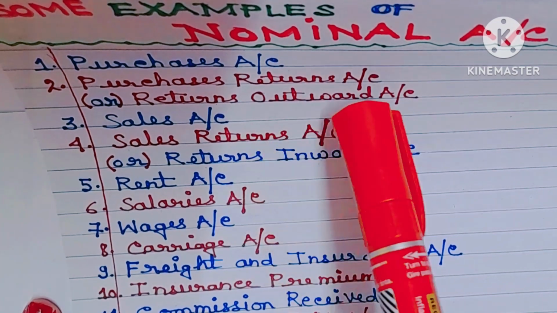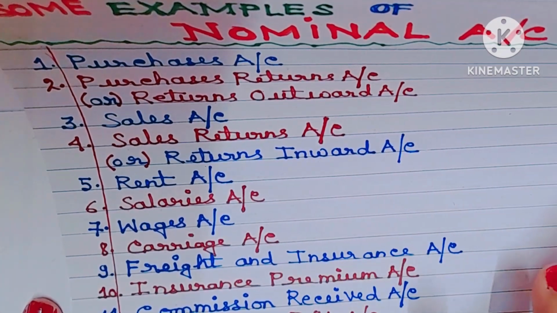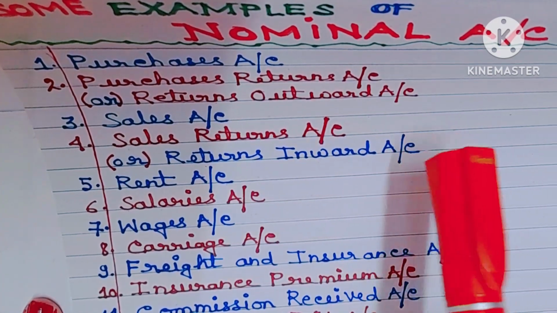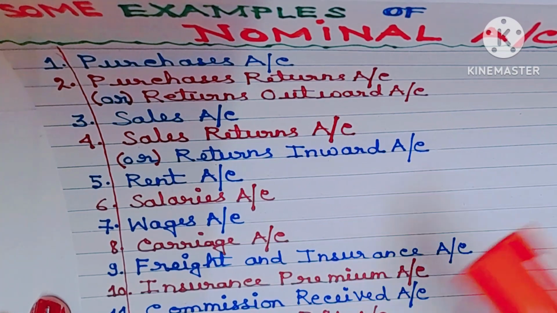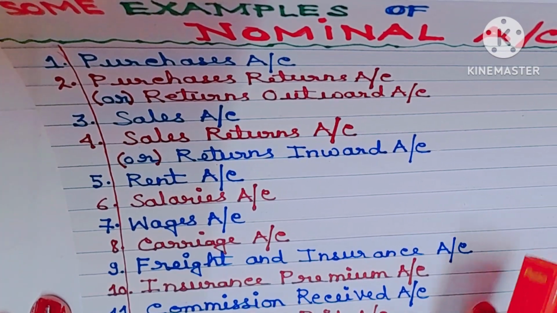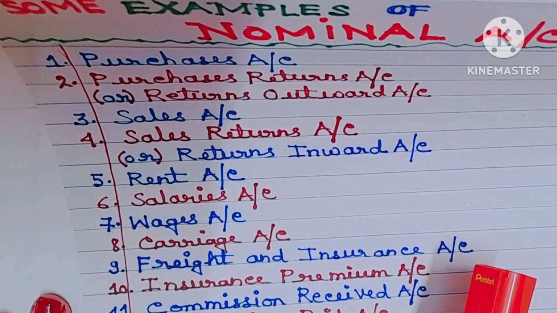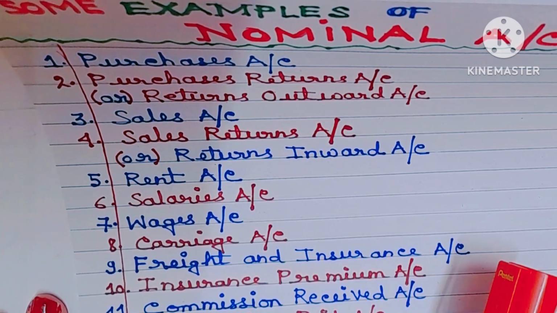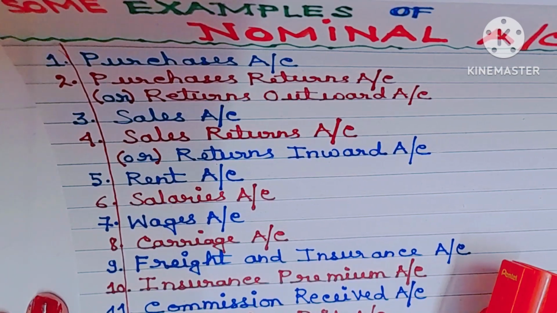Number 2, purchase returns account or returns outward account. Both mean the same thing. Either you can write purchases returns account or returns outward account in journal. Both are correct. Why does purchases returns account come under nominal account? Well, purchases returns account comes under nominal account because when goods are returned to the creditor or the supplier, expenses are reduced, resulting in income. So purchases returns account should be credited because according to nominal account, all incomes are credit.